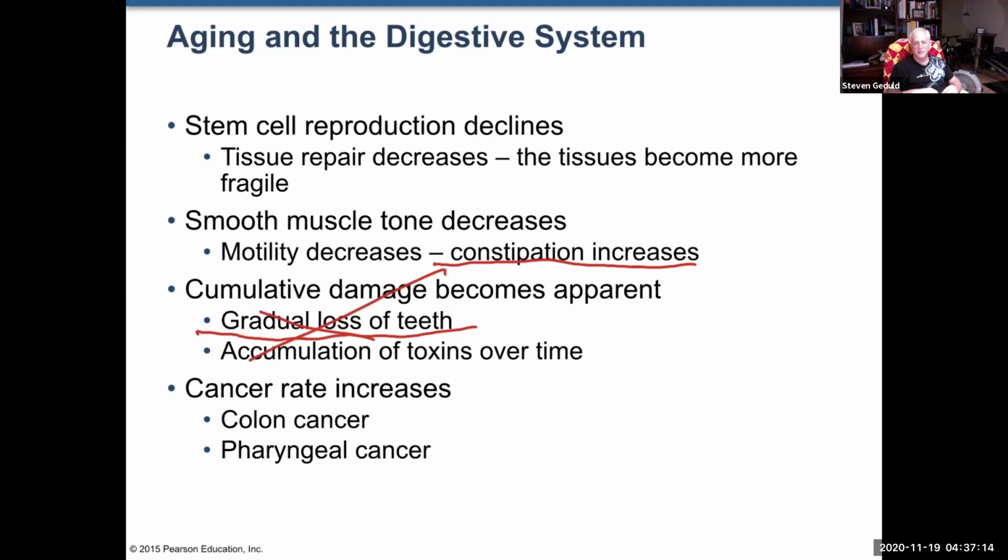Okay, accumulation of toxins over time, especially in your liver, occurs. Cancer rates increase. Colon cancer and pharyngeal cancer are areas where there's a lot of abrasion, a lot of assault to the body in those areas.